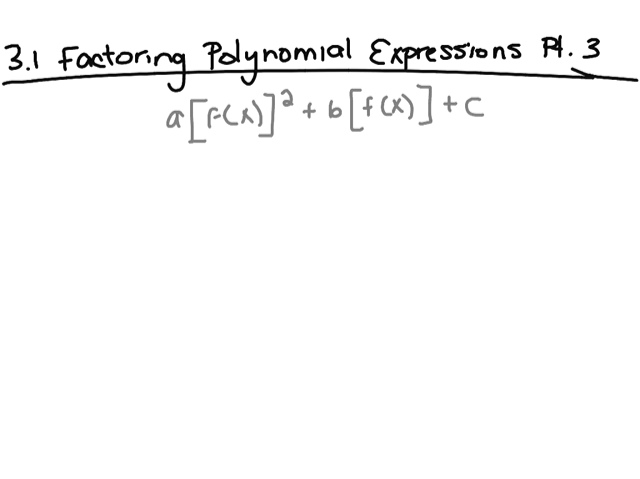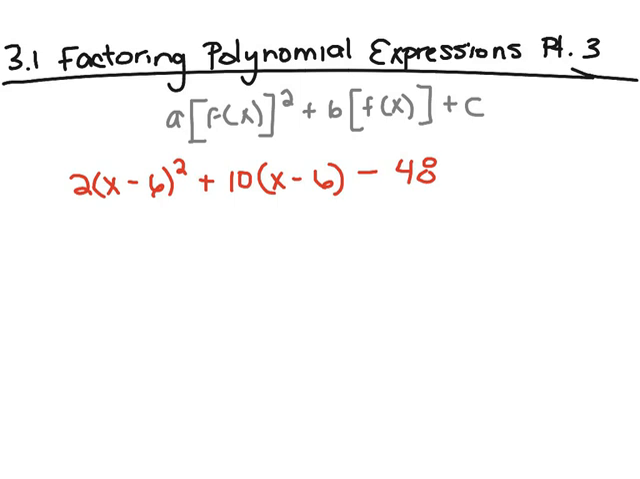If you're factoring something of the form a f of x squared plus b f of x plus c, all that means is that instead of an x, we have a function of x. So it could be a binomial, it could be a trinomial, it could be anything. So if we take the very first example, 2 bracket x minus 6 squared plus 10 bracket x minus 6 minus 48, all that means is that that x minus 6 is my f of x. It's some function of x.